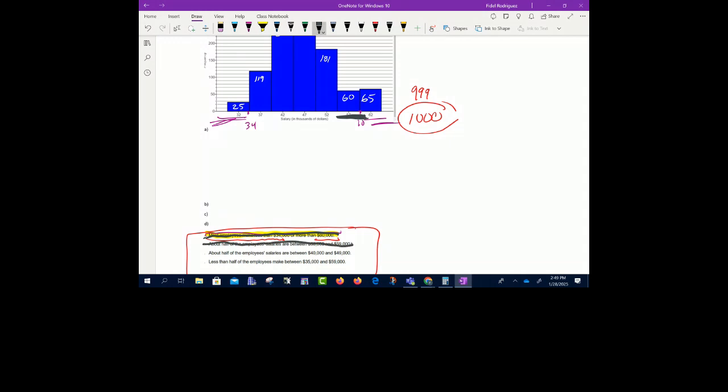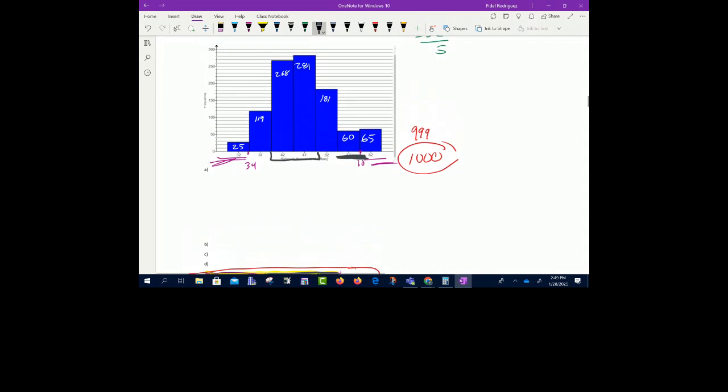Okay. All right. Look at the third one. About half of the employees' salaries are between 40 and 49. So right here, this is roughly about 40. This is roughly about 49. So y'all, if I wanted to know, is that accurate? They're basically asking me, hey, do those two bars basically represent half of the total population?